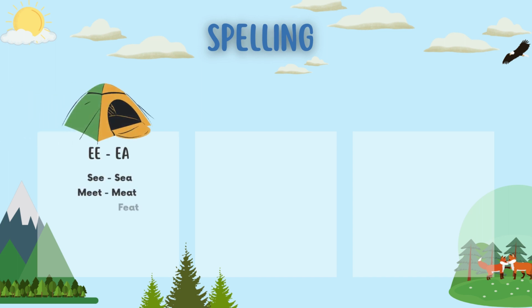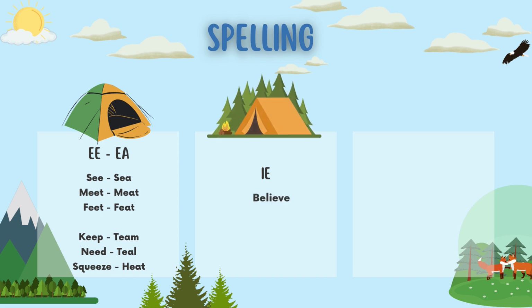Now let's see what are the words that make use of this smiling E. When you read words that contain E or EA, you know the sound is smiling. For example, see, meet, feet. As you can see, these pairs are produced the same. Keep, team, need, feel, squeeze, and heat. All these words are smiling E as well.